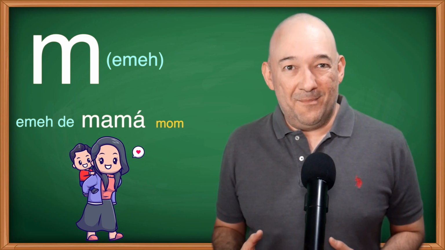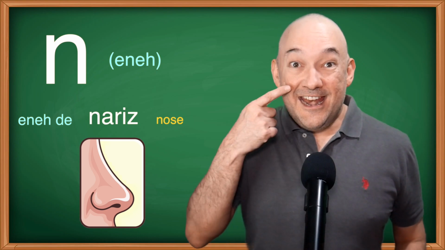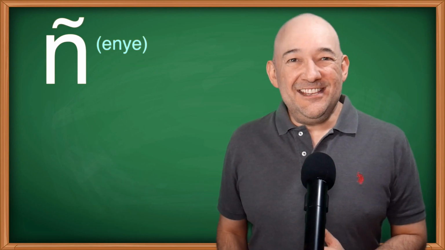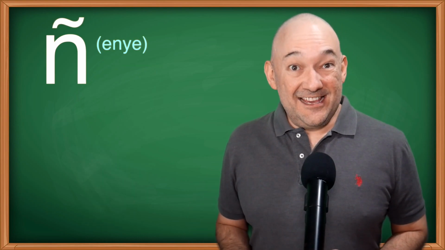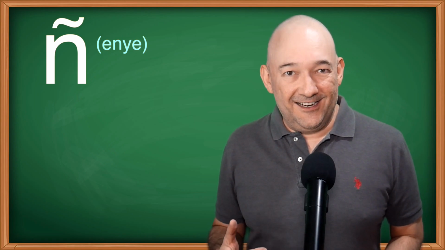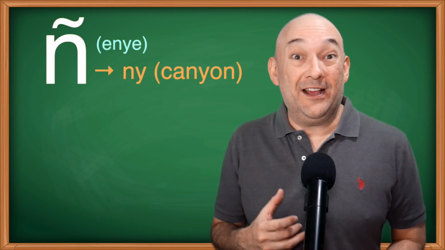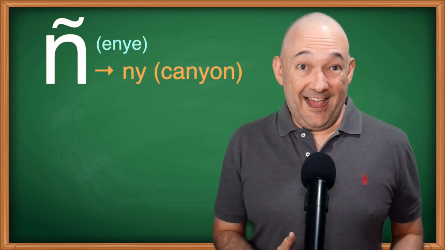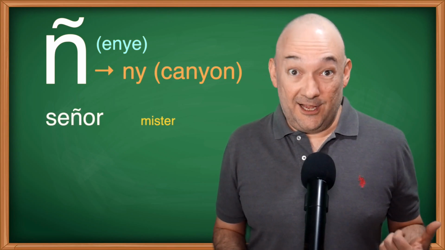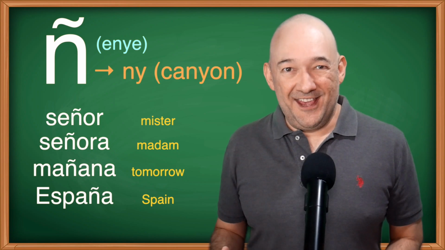M, M de mamá. N de nariz. Ñ. The ñ is the only letter in Spanish that doesn't exist in English, and it sounds like the consonants N, Y in the word cañón. In Spanish, the ñ is used in words like señor, señora, mañana, España.